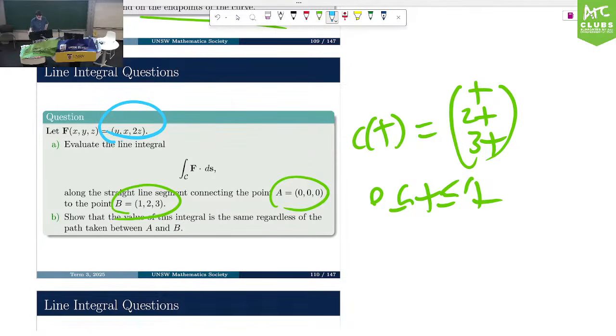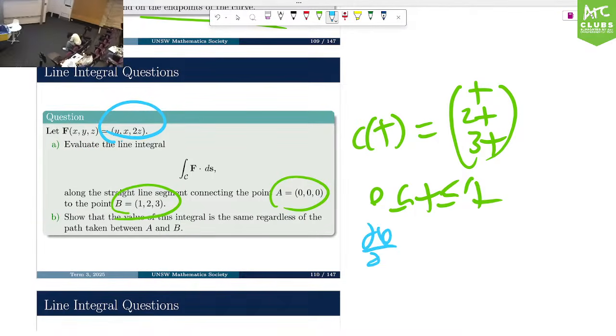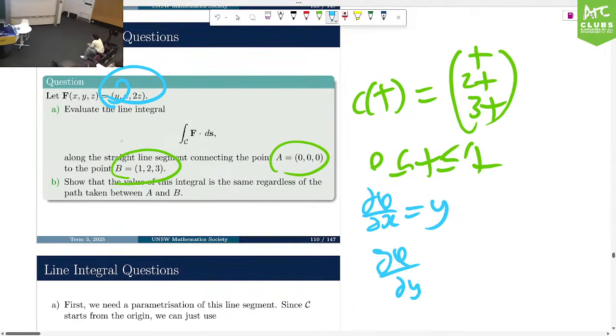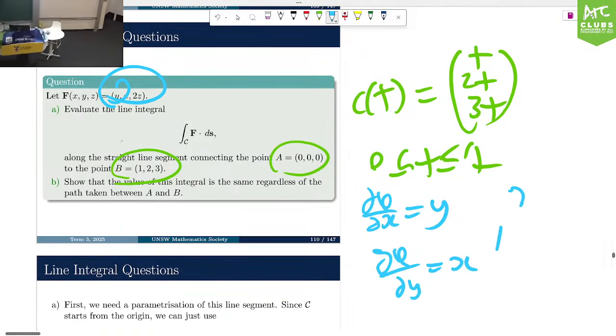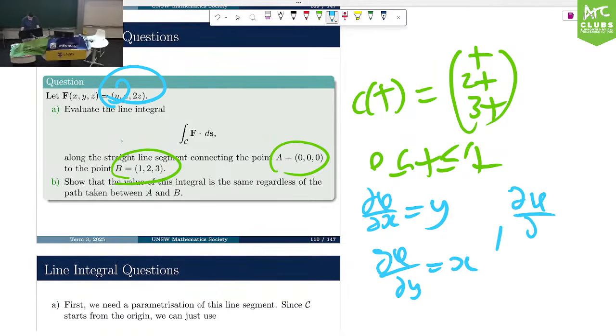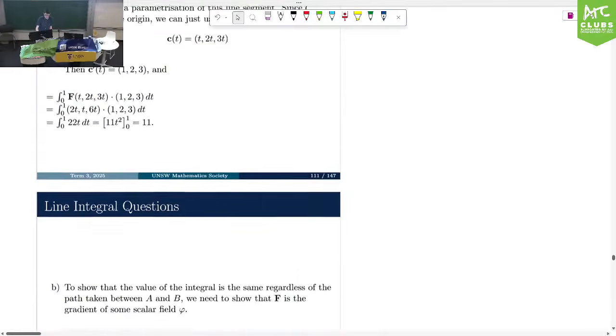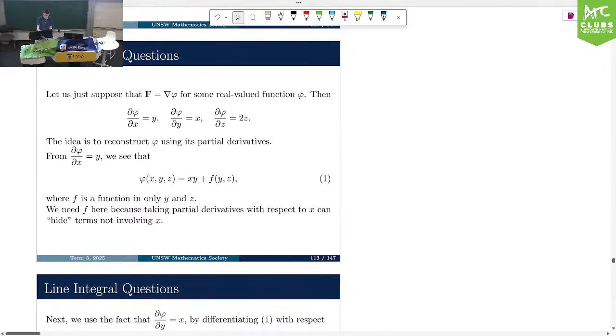We can show that it's independent of the path taken by showing that it's only dependent on the endpoints, by showing that f is the gradient of some scalar phi. So we can do that by saying d phi by dx is equal to this y, looking at this x component. Likewise d phi by dy is equal to x, and then d phi by dz is equal to 2z, and you can solve this equation to get xy plus z squared.